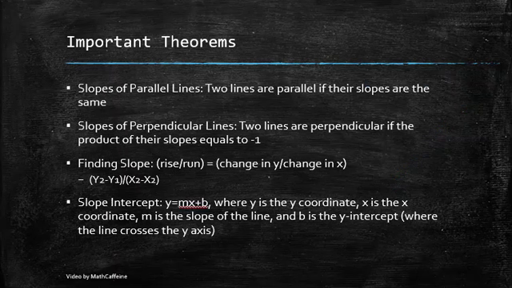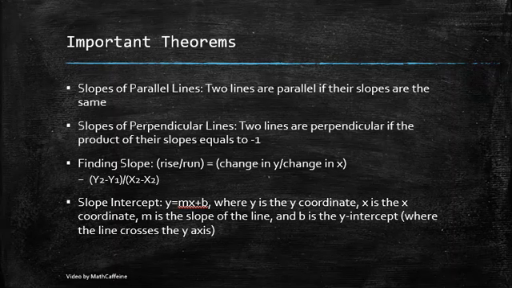Important theorems and formulas you need to know. If 2 lines are parallel, then their slopes are the same. If 2 lines are perpendicular, then the product of their slopes should equal -1. To find the slope, you need the coordinates of 2 points on a line, then find the change of y over the change of x.